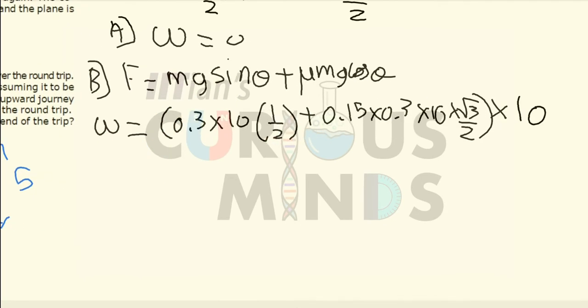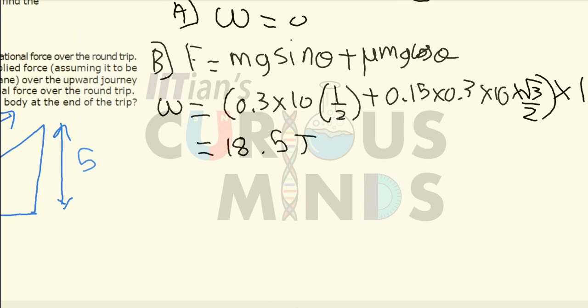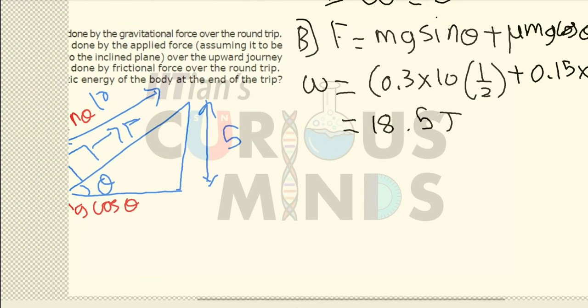So 0.3 into 10 by 2 will be equal to 5, and it will give me the answer 1.5. And 0.15 into 0.3 will be equal to 0.045, into 10 will be equal to 0.45, into root 3 by 2, into 10. When I calculate, the value will approximately come out to be 18.5 joule. This is the total work done when the body is carried in the upward direction. So B part is also done.